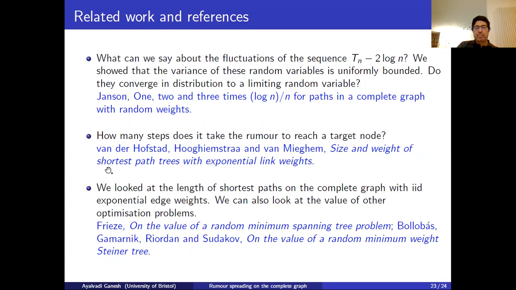Okay, and then we proved one limit theorem for Tn divided by 2 log n. We showed it converges in probability to 1. We can ask for finer behavior. So Tn is centered at 2 log n. And we can look at the fluctuations and ask, do those fluctuations converge to some limiting distribution? So you can look at this paper for that result.